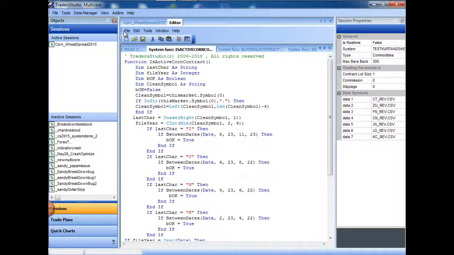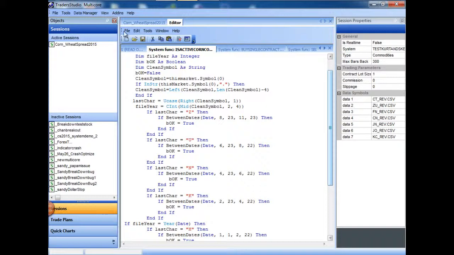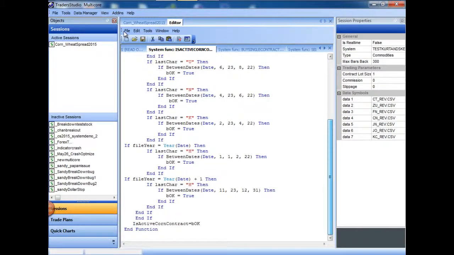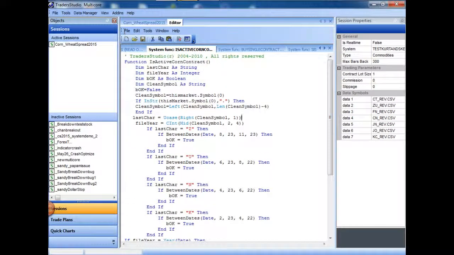So here we're processing the symbol name, and we're having the between dates to trade. So if it's U, we trade between June 23rd and August 22nd. And we set a flag equals to true that it's tradable. So you can see that we have some simple code that allows us to only trade the active parts of the contract.